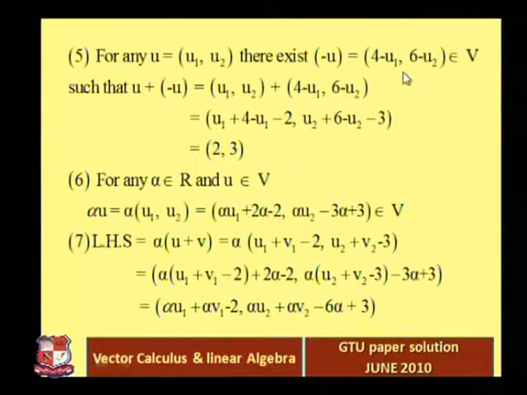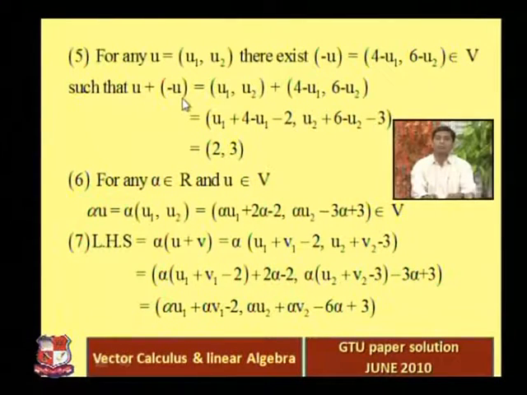Minus u is equal to (4 minus u1, 6 minus u2), right? Take minus u equal to (4 minus u1, 6 minus u2), which belongs to V, such that u plus minus u is equal to (u1, u2) plus (4 minus u1, 6 minus u2). So use the definition of addition: first coordinate minus 2.